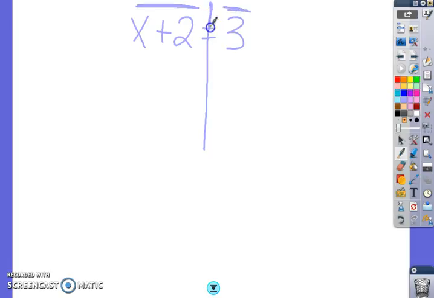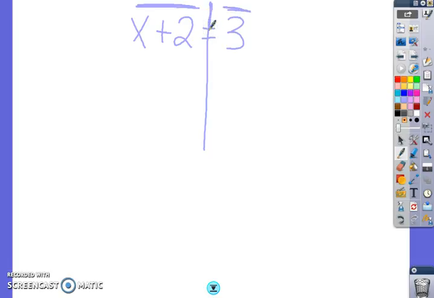Okay, equations is something you guys always forget, and it's something you're gonna have to know through all of your math classes. So we'll start with one-step equations. If I have x plus 2 equals 3, I'm gonna draw my wall. My wall means that there's two sides of my equation. There's this side, and then there's this side on the other side of the wall. They can't see each other.